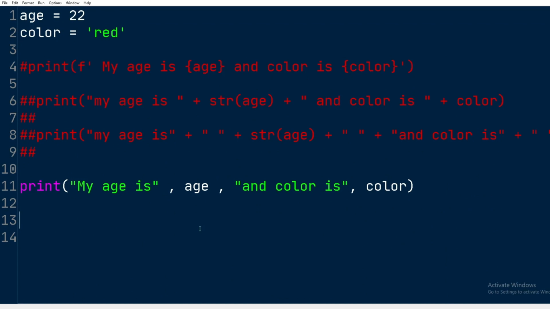Here is another way to do it as well. You can use commas. You don't have to add spaces since it will automatically do it, and you don't have to convert age to a string. And here is how the result looks on the screen.